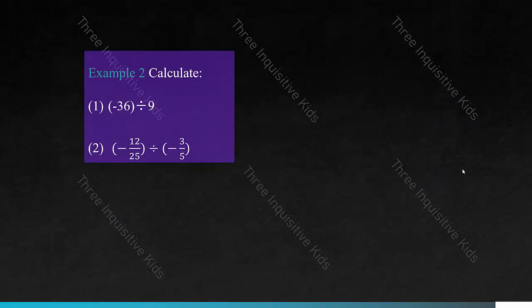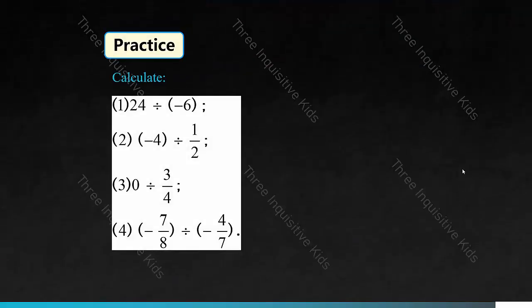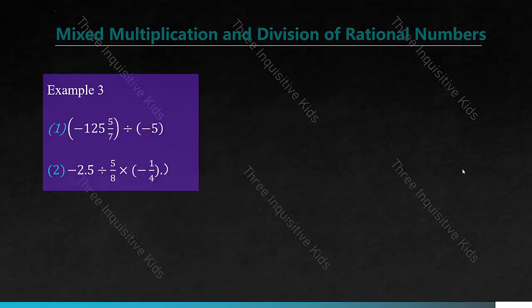Example 2. Calculate these two expressions. Solution 1 is negative 4, and solution 2 is 4/5. Here's some more practice. 24 divided by negative 6 equals negative 4. Negative 4 divided by 1/2 equals negative 8. 0 divided by any number just equals 0. And negative 7/8 divided by negative 4 over 7 equals 49 over 32.